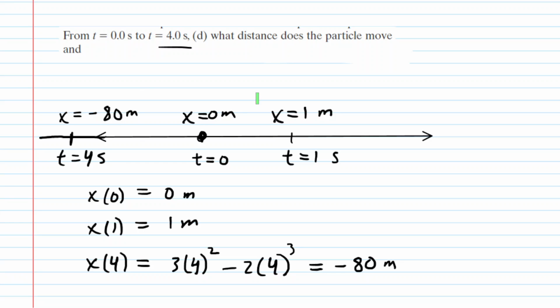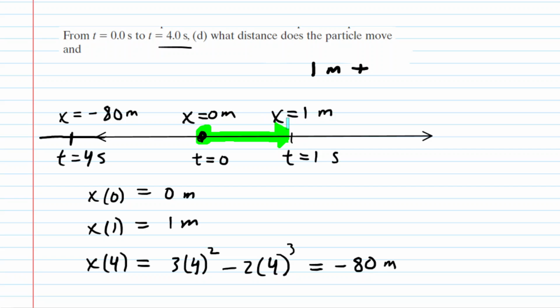So now we just want to monitor the particle as it traverses these positions across these times. So for example, you start again at 0 meters. After 1 second, the particle has traveled 1 meter. We could write that down just to keep track. But then notice after 4 seconds, it has to turn around and go all the way back to a position of negative 80.